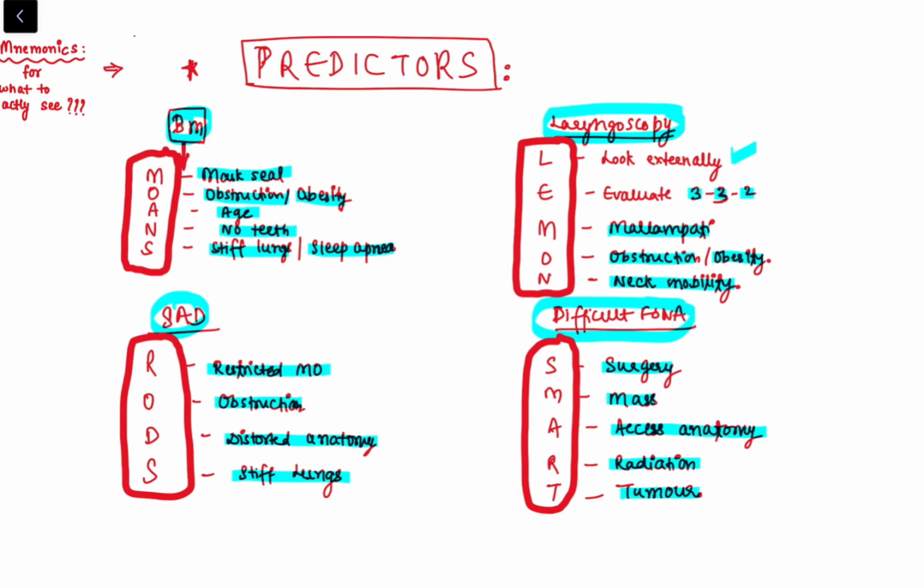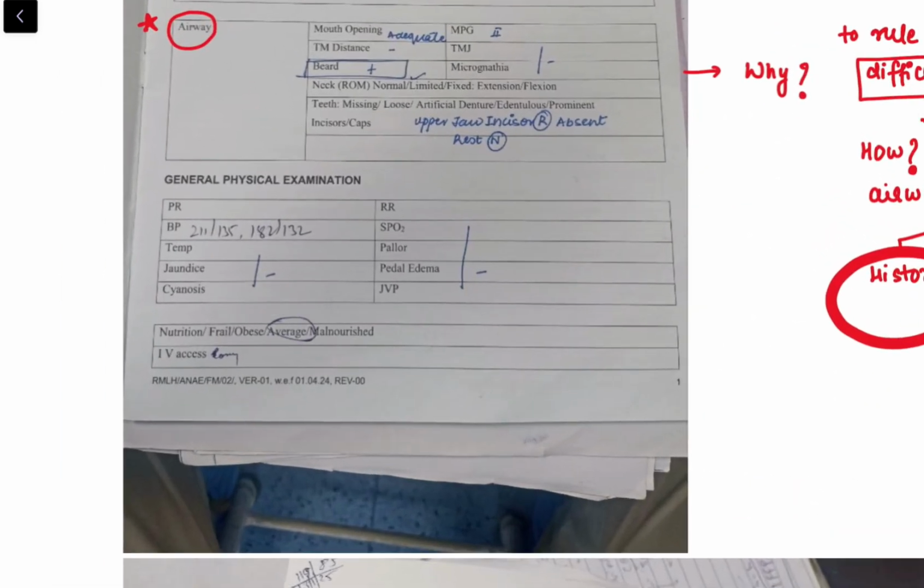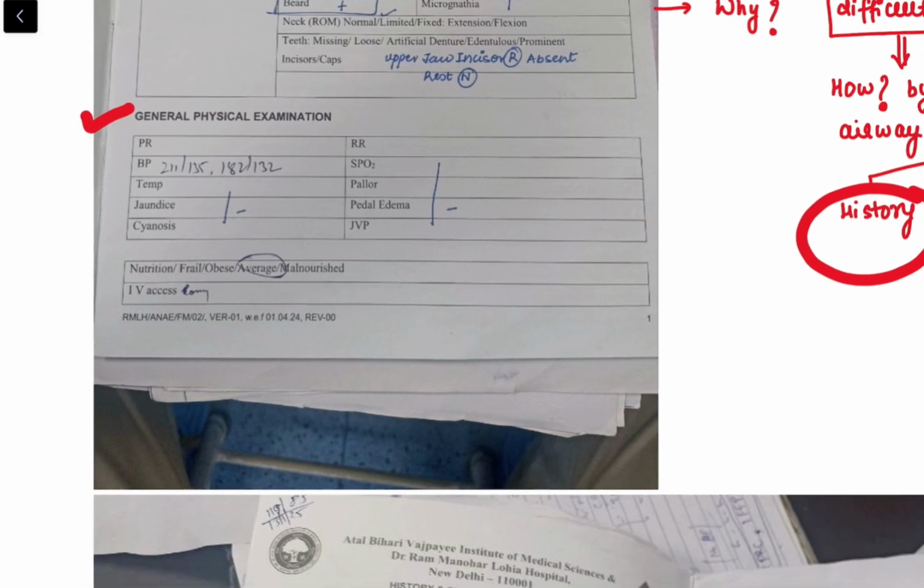We'll discuss the airway assessment as such by demonstrating it on a volunteer in some other video. Moving forward, there's the general physical examination, which is very simple, as you must have done in undergraduation. Then there's nutrition, where the patient is frail, obese, average or malnourished, and IV access, which is important to us, because if there's difficult IV access, then there's a possibility that you have to search for central venous access. You have to understand it in the pre-operative evaluation itself.